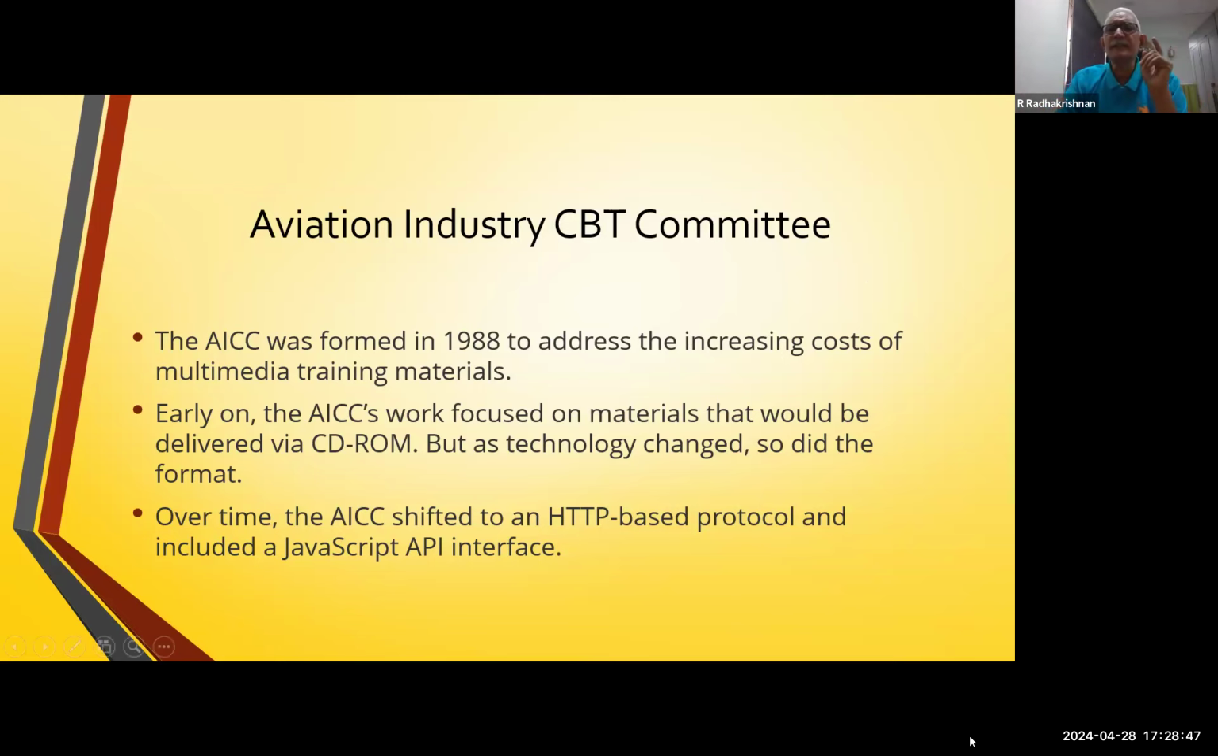Now, the first such standard, which was very popular, was developed by the Aviation Industry Computer-Based Training Committee. This was formed in 1988 to address the challenges of increasing cost of multimedia training material. So why is this from the aviation industry? In fact, I was SBU head for the aviation fuel business of Hindustan Petroleum for a period of around 3.5 years.